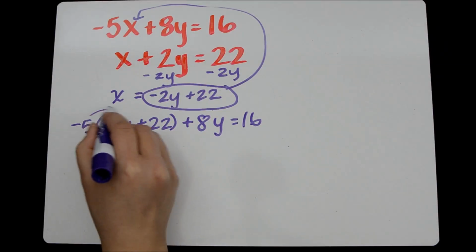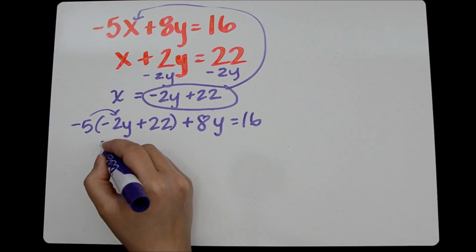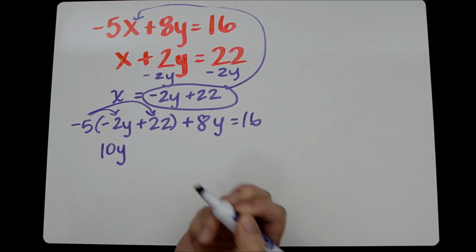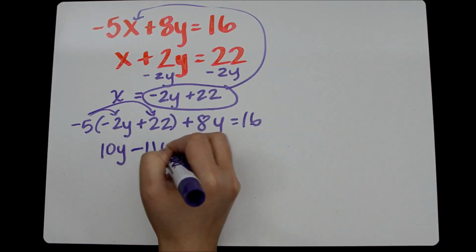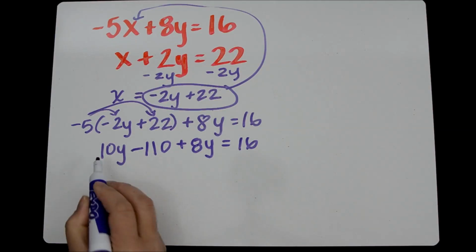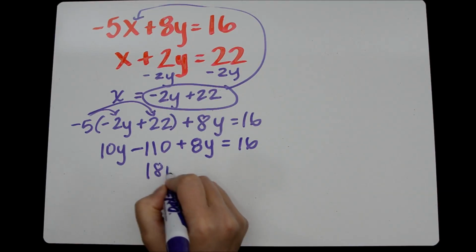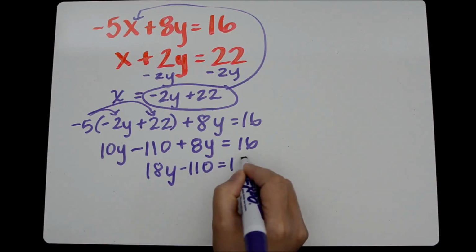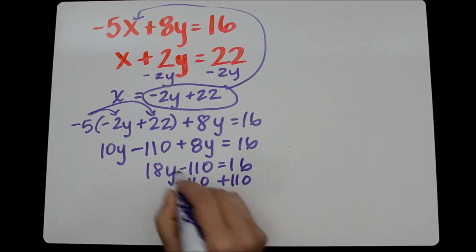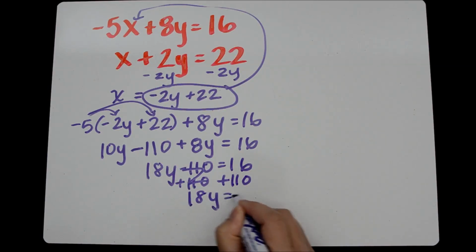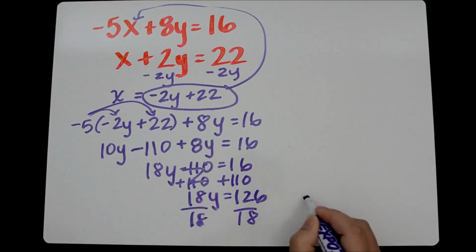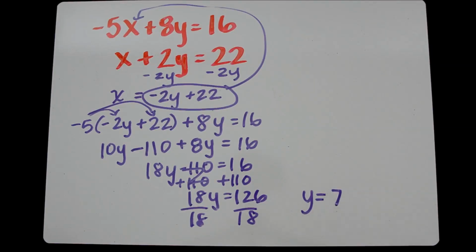We're going to distribute. Negative 5 times negative 2y is positive 10y. Negative 5 times positive 22 is negative 110. We'll bring down the rest of the equation. Combine like terms. 10y and 8y make 18y. And then we have our two-step equation. So we're going to add 110 to both sides. That gives us 18y is equal to 126. Divide both sides by 18, and we get y is equal to 7.